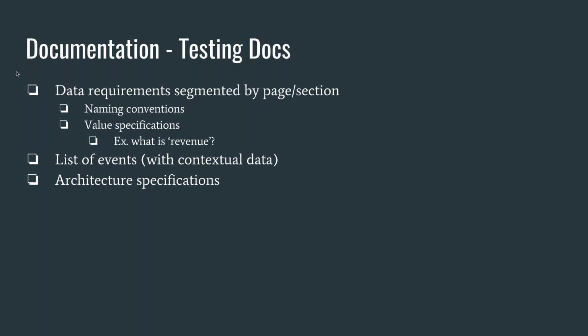So what are the things that are going to be required in those testing docs? We're pretty much just trying to simplify and consolidate all of those implementation docs from previously, and even really using those to inform. So we need naming conventions, we need value specifications. Example, going back to what I mentioned on the previous slide, what is revenue? We need that list of events with the contextual data and on what interactions those events should be happening. So we know, this action occurs, I should be seeing this. And then we need those architecture specifications.